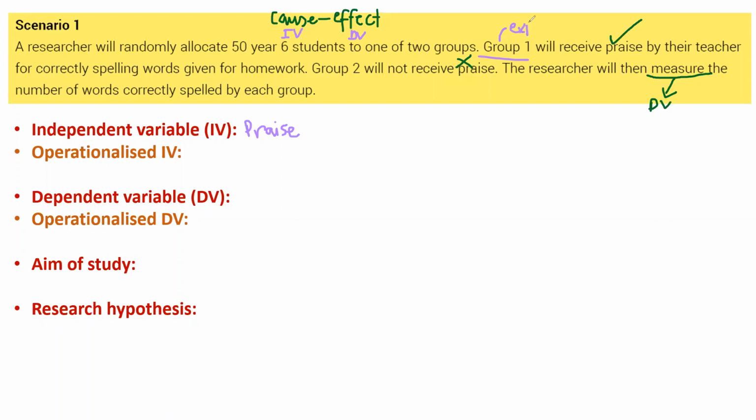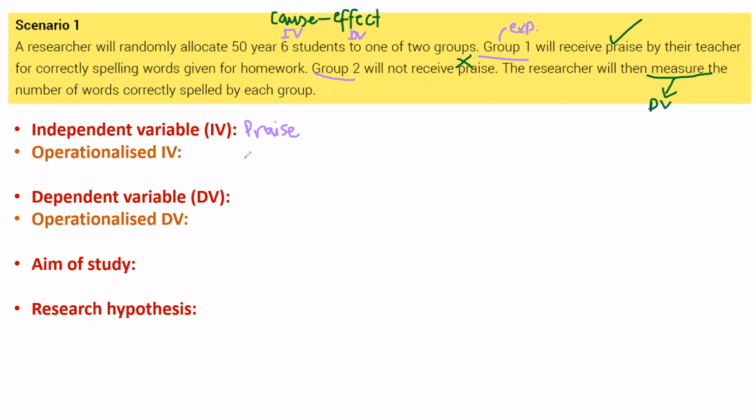And the control group, which is group 2, is not exposed to the IV, because they don't receive the praise. The operationalized IV is basically how the participants are receiving that praise. There's not a lot of numerical information here; they don't tell us how many times the teacher is going to be praising the child.